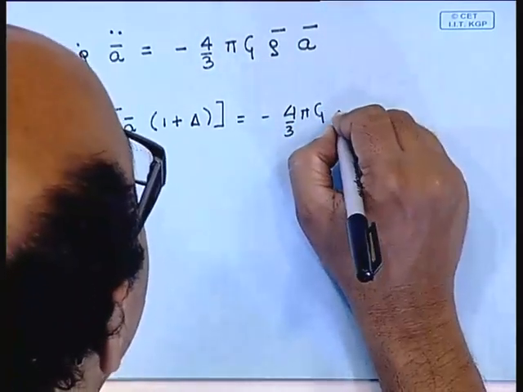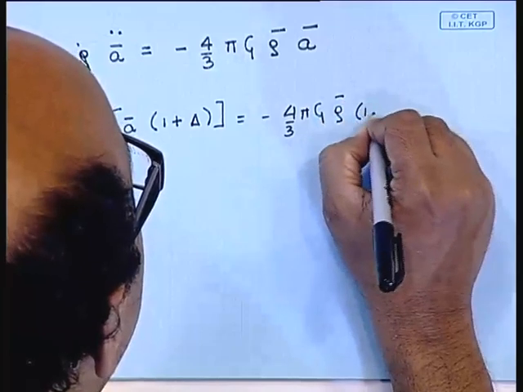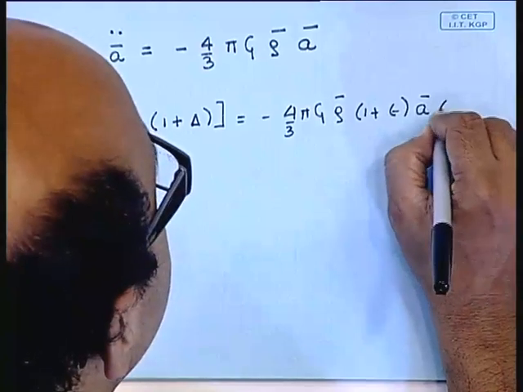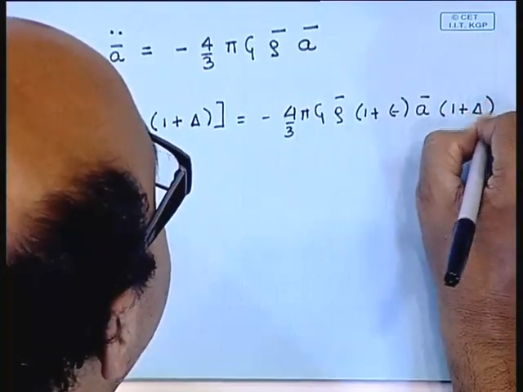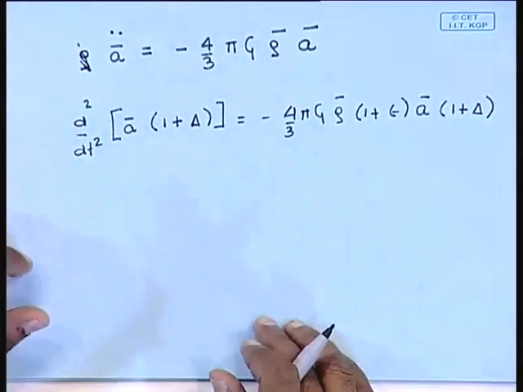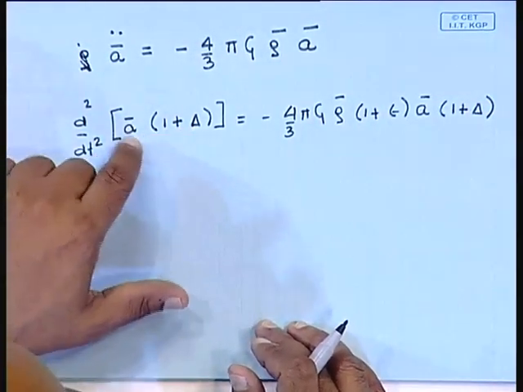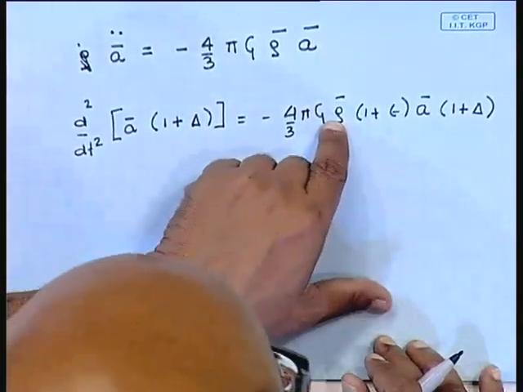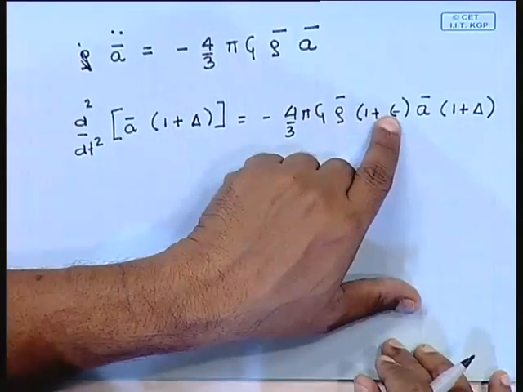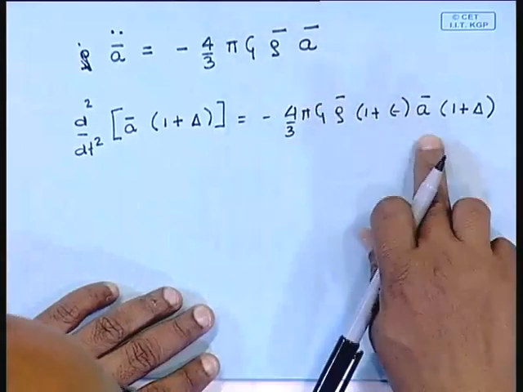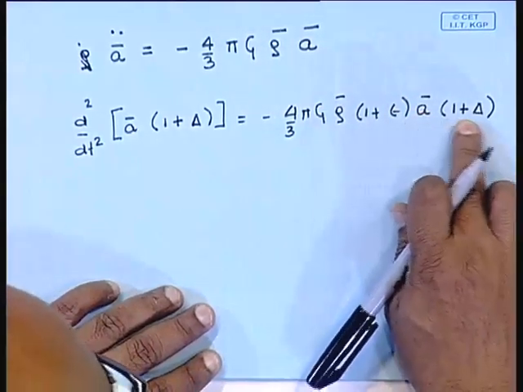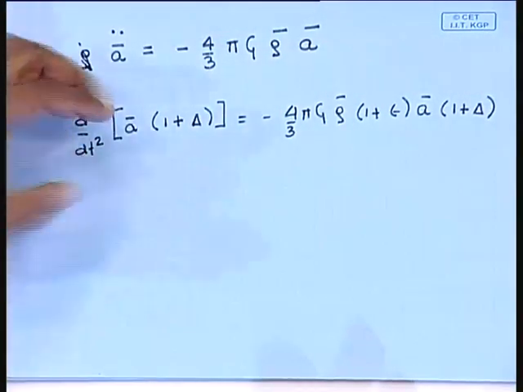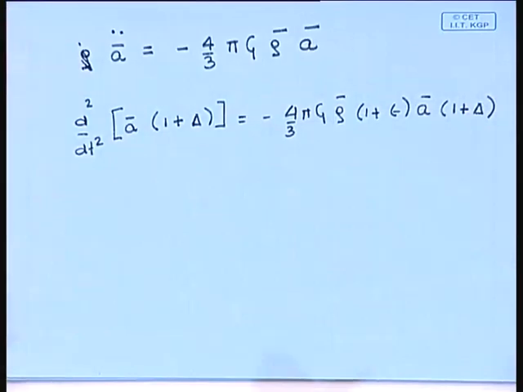times rho bar into 1 plus epsilon, times A bar into 1 plus delta. Right. So the slightly different cosmological model will have rho and A here. A, we have seen, is A bar into 1 plus delta. And rho is rho bar into 1 plus epsilon. So I have written down the same Friedmann equation for the slightly different cosmological model. Okay.